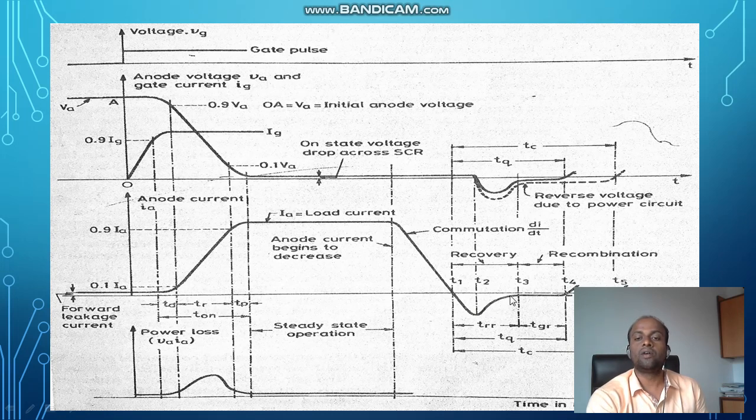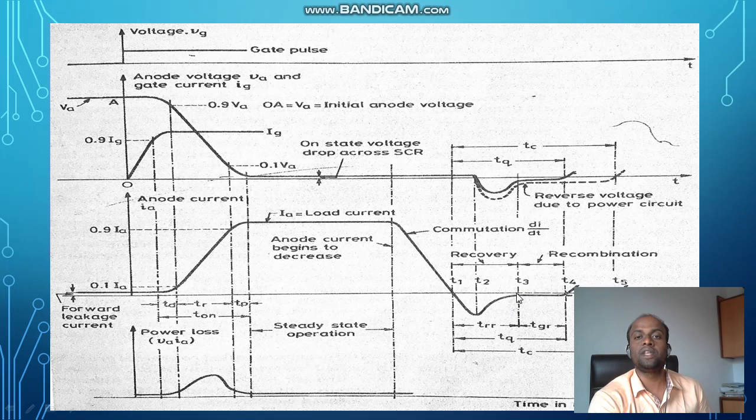So from point T1 to T3, this is called the reverse recovery. The device is recovering its original condition; that is called reverse recovery. And from here, junctions J1 and J3 are now stable, but at junction J2 there are still some free electrons and holes.